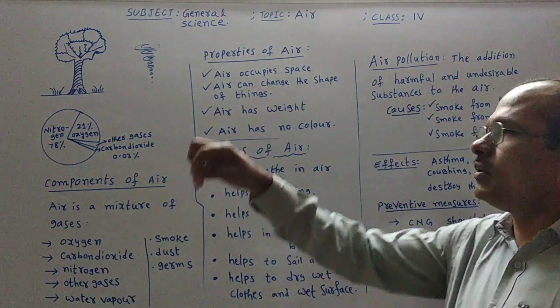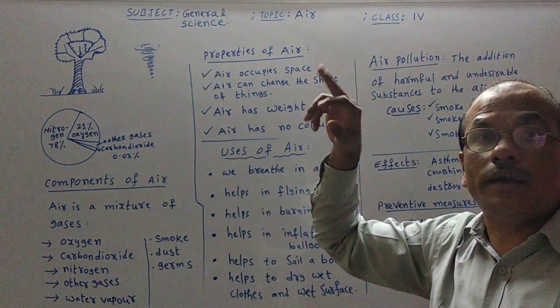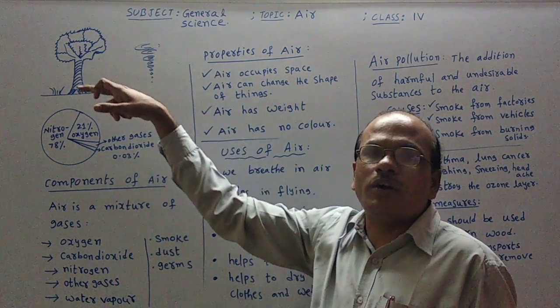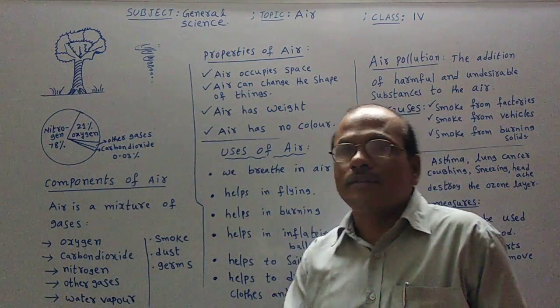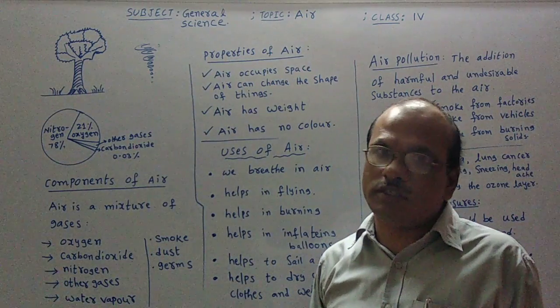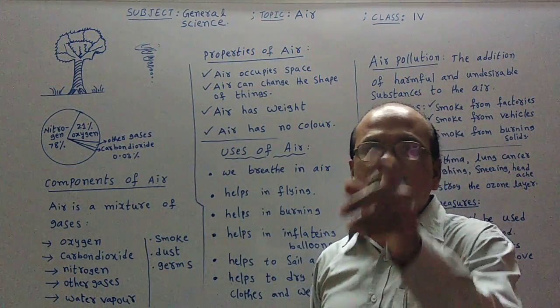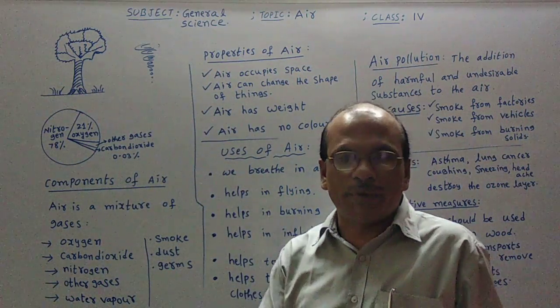The lesson is air. That is lesson number 7. Air. A-I-R. See here. Here is a tree we have seen in our daily life. The tree is having some branches and leaves around it. Those are moving now and then. That is just because of air present in the open sky.